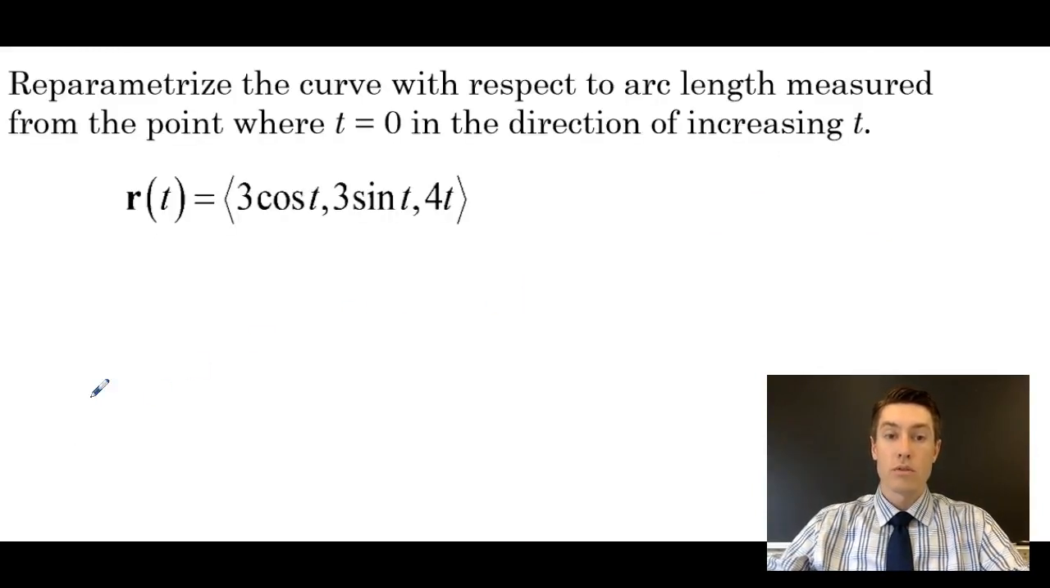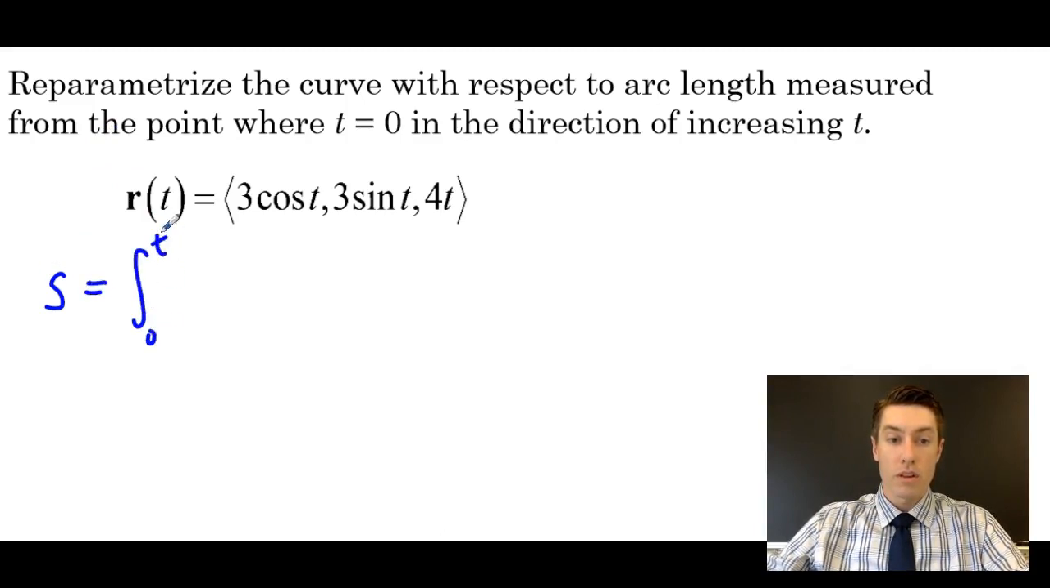Okay, so let's do that. Let's reparameterize this vector valued function 3 cos t, 3 sin t, 4t, where we're starting at t equals 0 and going in the direction of increasing t. Okay, so we're going to define the arc length function, s, which is going to be equal to the integral from 0 to t of the magnitude of r prime of t, which we know is just 5 dt, right? We did that work. It's the same vector valued function that we used previously.